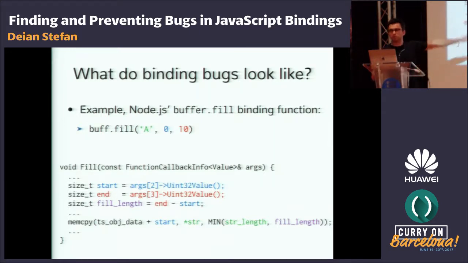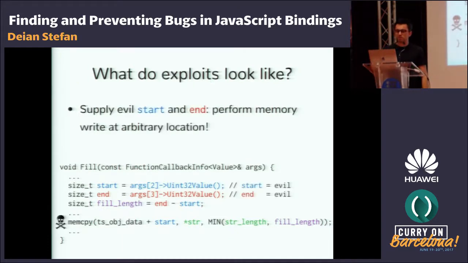Now, there are no checks that are actually performed in C++ land. So what this means is that if we can call this function directly from JavaScript with evil values for start and end, then we can perform an arbitrary write to memory, right? If we can control the start and end, we can just set them to evil values, and the memcpy will do whatever we want it to do, right? So this is pretty standard. This is what the exploit actually looks like. And in fact, you could call this function directly in Node.